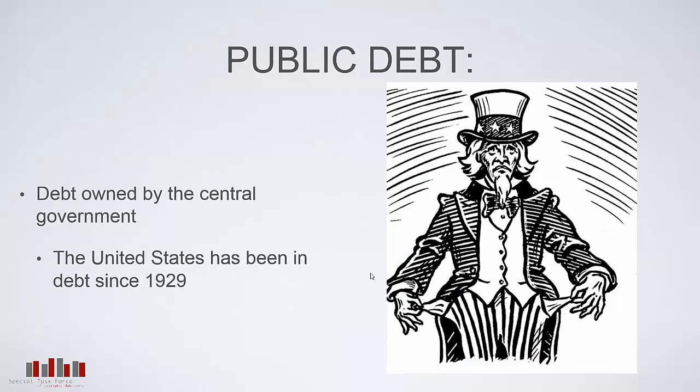Okay. Next, we have the public debt. That's all debt owed by the central government. The United States has been in debt, according to our statistics, since 1929. I have to imagine that it goes back a little bit farther, so we're approaching at least 100 years plus of being in debt, and that's an important thing to understand.